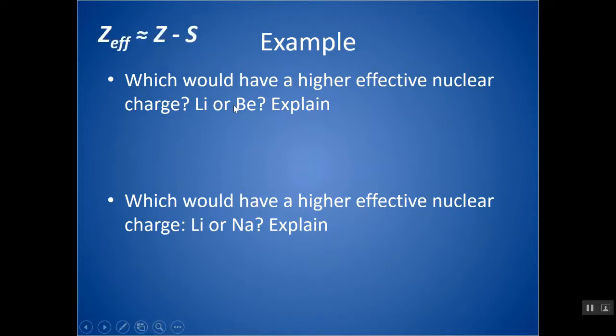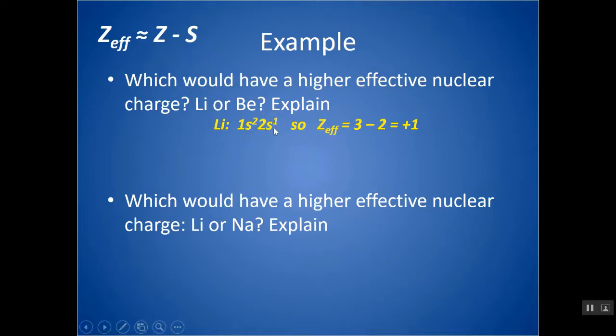So Li, if I look up Li, I just wrote the electron configuration so we can look at it. Li has an atomic number of 3, so there's 3 protons. And I want to know about the effective nuclear charge. I'm going to assume on the valence electron. So I really should have specified that in this example. But if I don't specify, we're going to talk about the effective nuclear charge on the valence electrons. So going forward, if I don't specify, we're talking about valence.